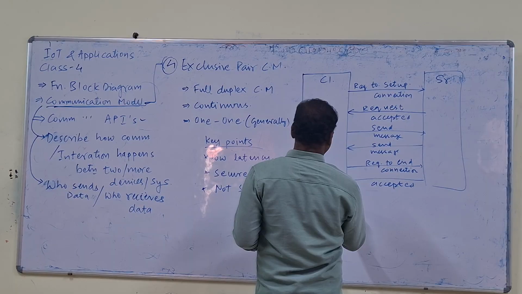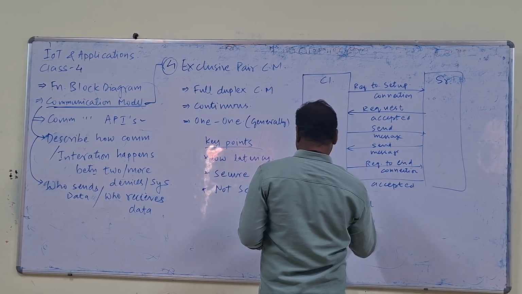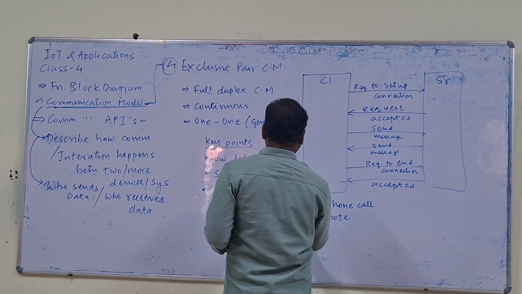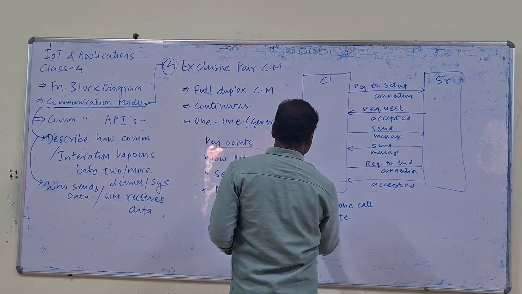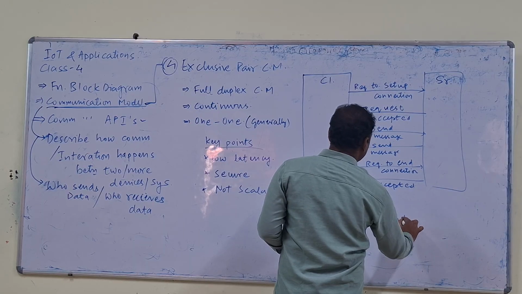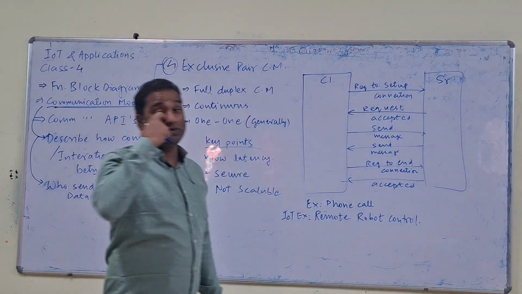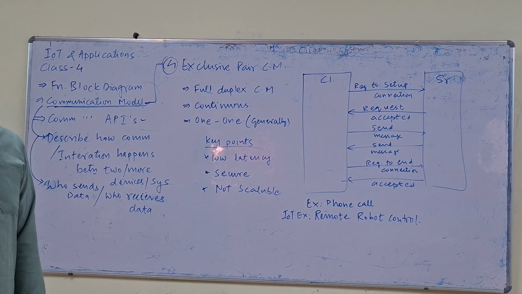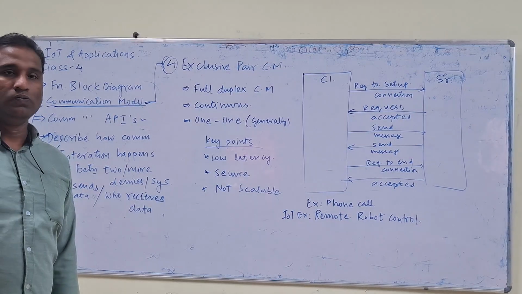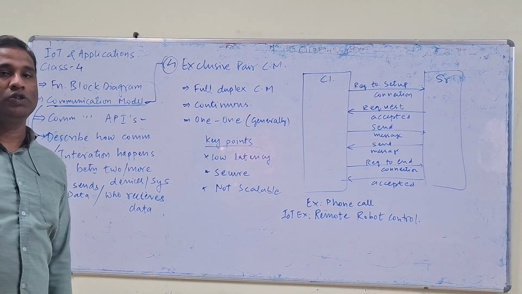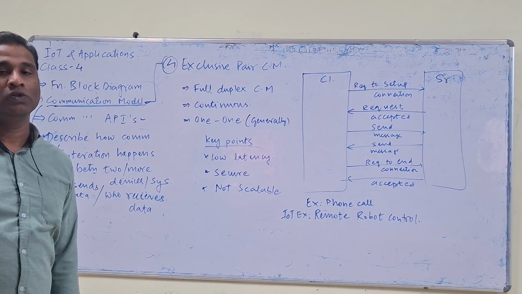Example: phone call, remote in IoT example, remote robot control. In mining, suppose in mining, or some emergency situations. Clear? So these are the four communication models.